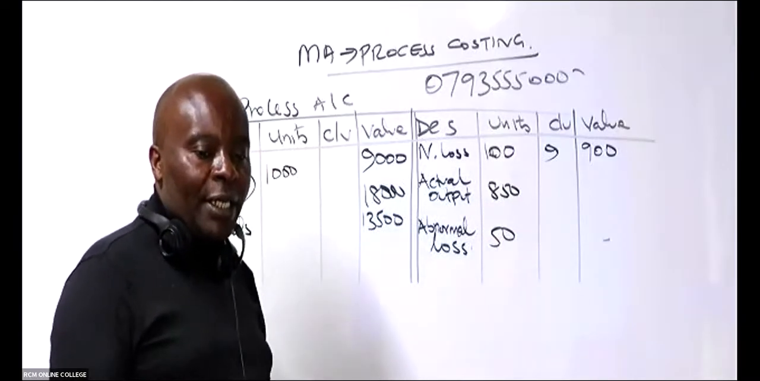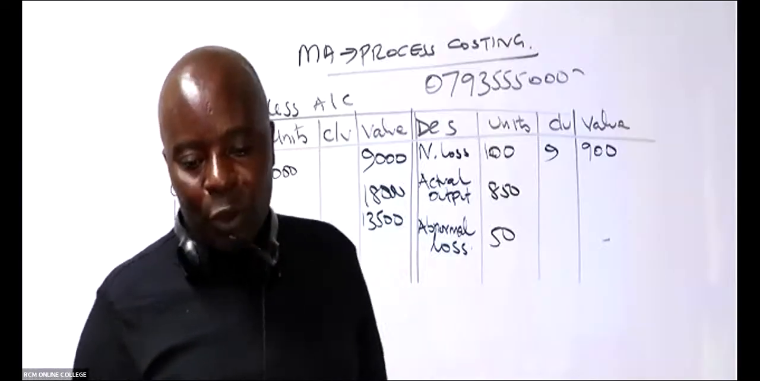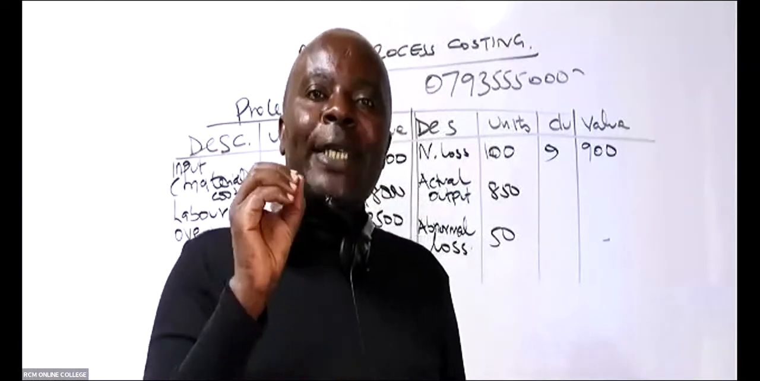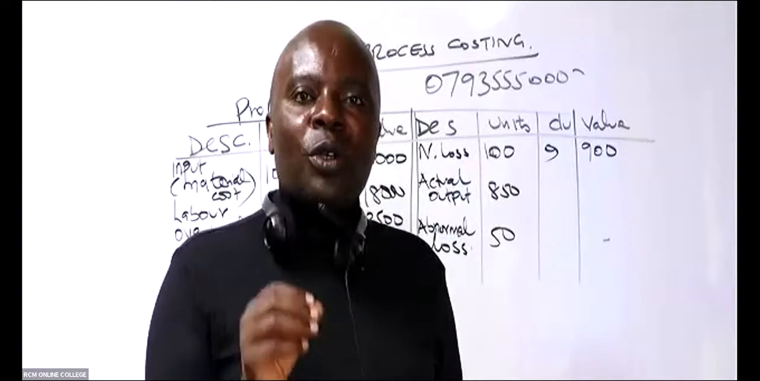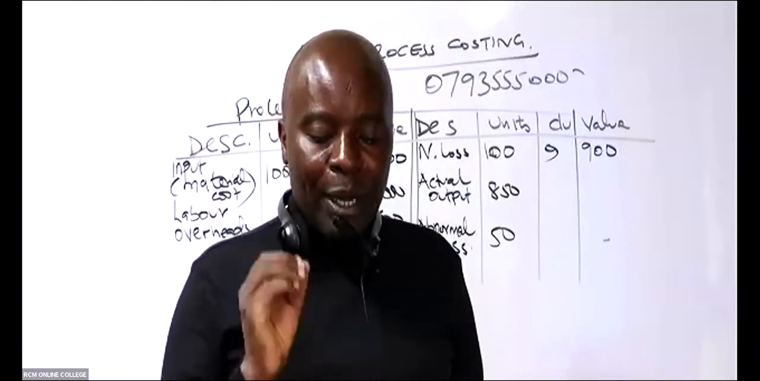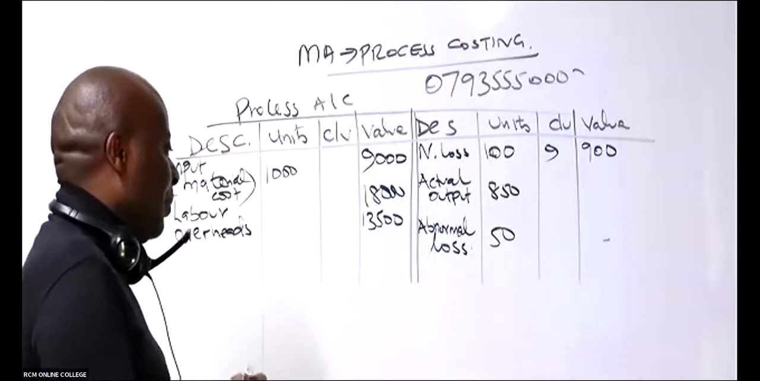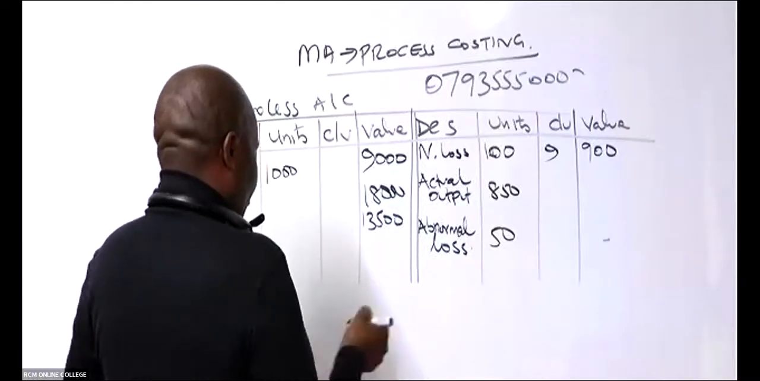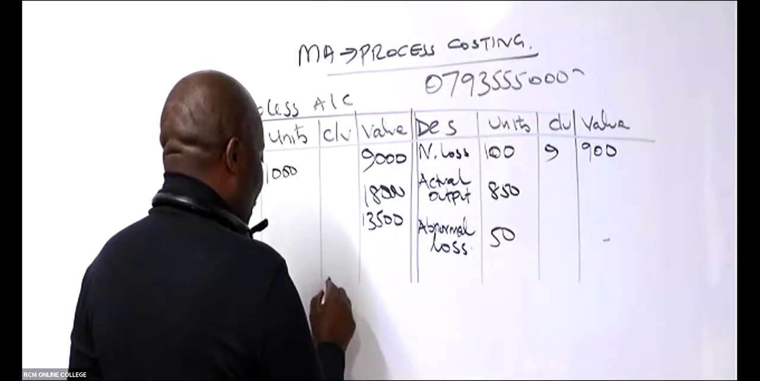So it means that for the abnormal loss and the actual output valuation, you must use the process cost per unit formula. Ladies and gentlemen, are you able to remember the formula for process cost per unit?